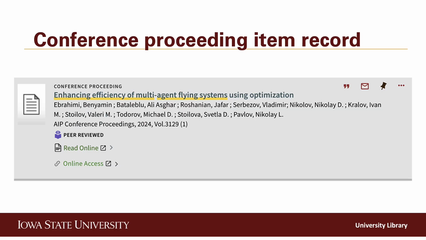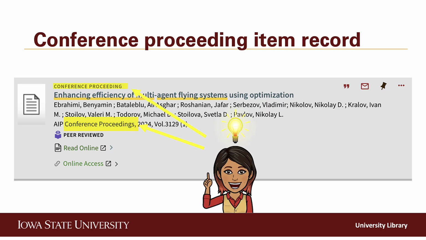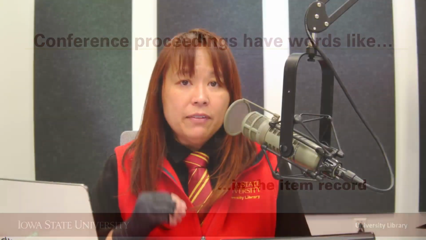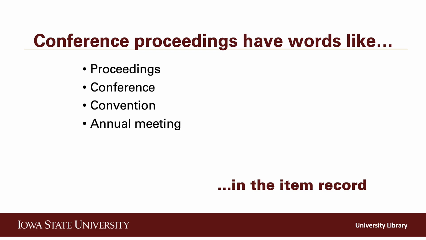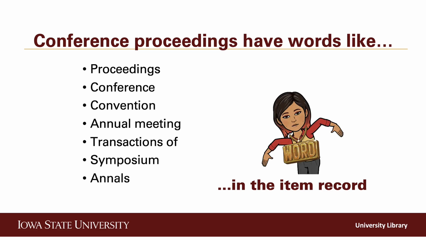The item record also looks identical to a journal article except for one tiny detail, the words conference proceedings. Whenever you see the words conference or proceedings, you know it's got to be a conference. Words like proceedings, conference, convention, annual meeting, transactions of, symposium, and annals will tell you that you're looking at a conference proceeding.